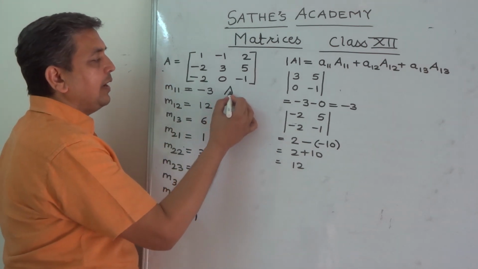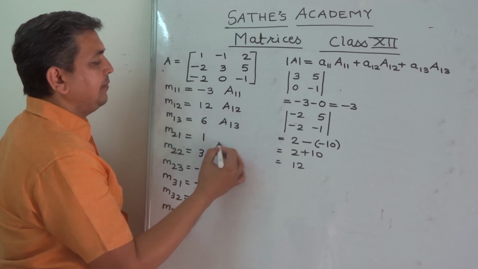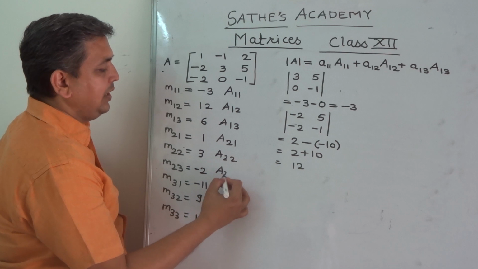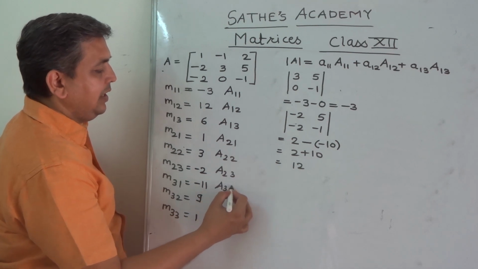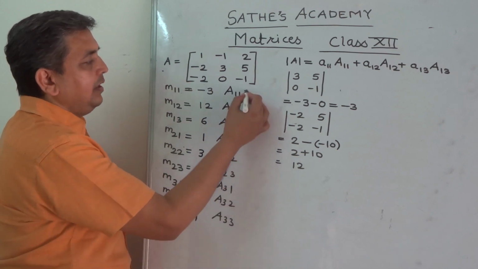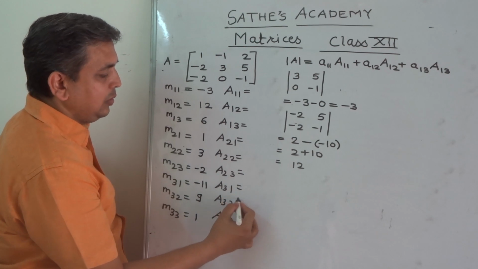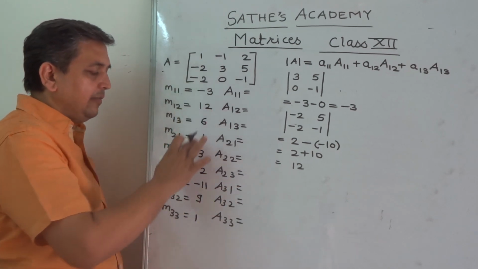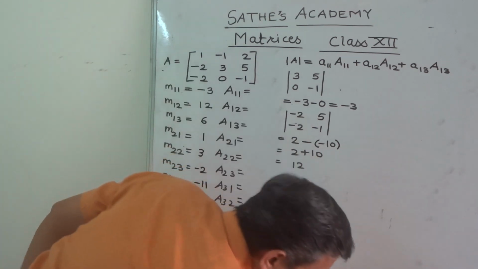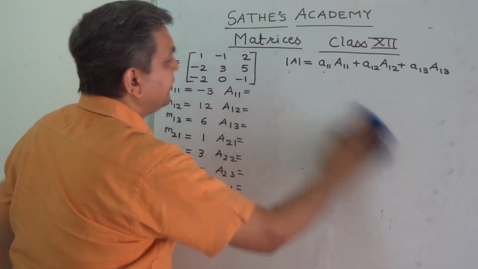Now we write the cofactors A11, A12, A13, A21, A22, A23, A31, A32, A33. In these cofactors we have to apply a proper sign to this minor. We get the value the same. Sign may change if we have to put the minus sign. So see how do we apply signs over here.